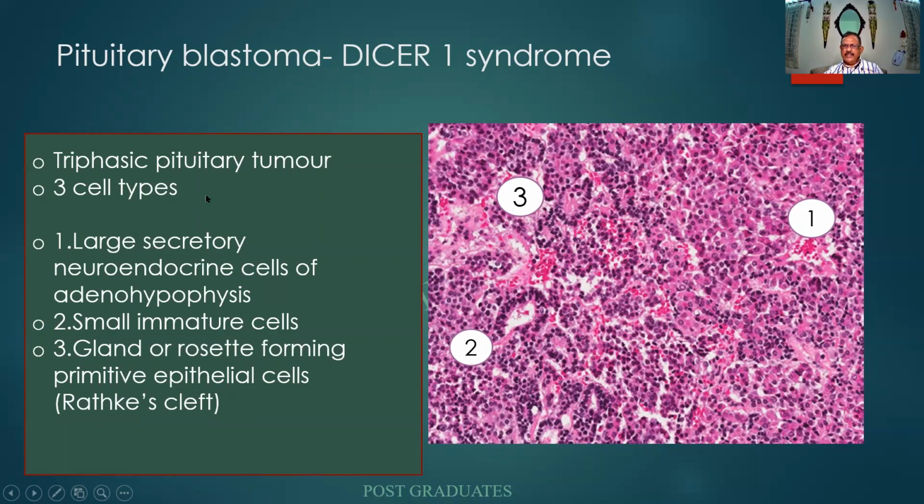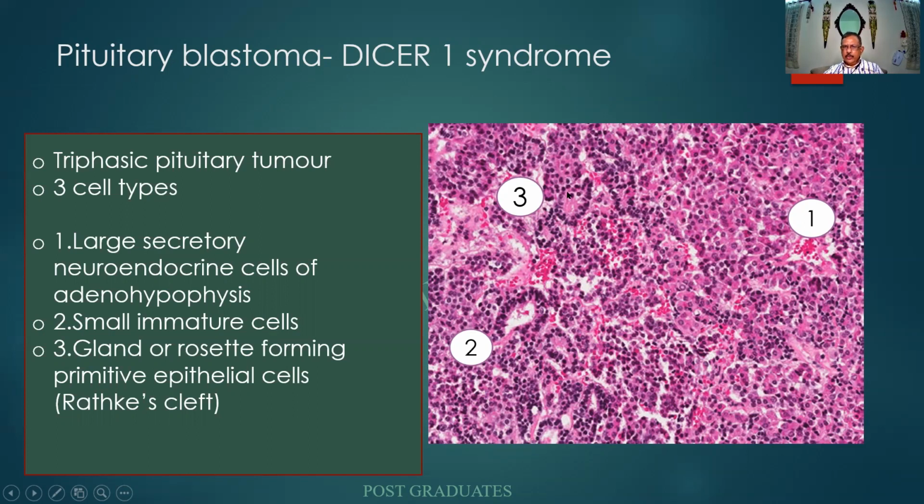It is a triphasic tumor. I have shown you the 3 phases over here. In one, I am finding large secretory neuroendocrine cells, which have a vesicular nucleus and abundant cytoplasm. Second, there are small immature cells. Look at the cells, they are almost like lymphocytes. Third, there is a glandular or rosette-like structure. So there are 3 components over here.